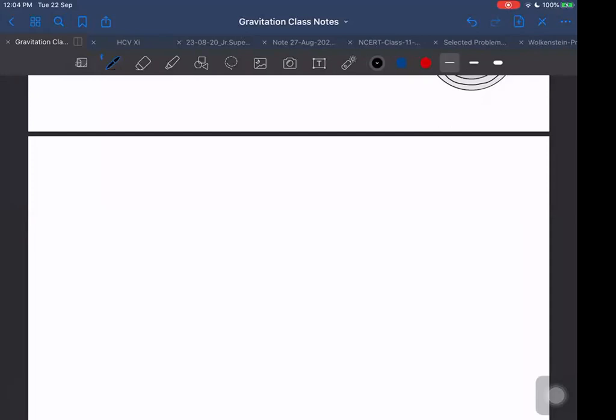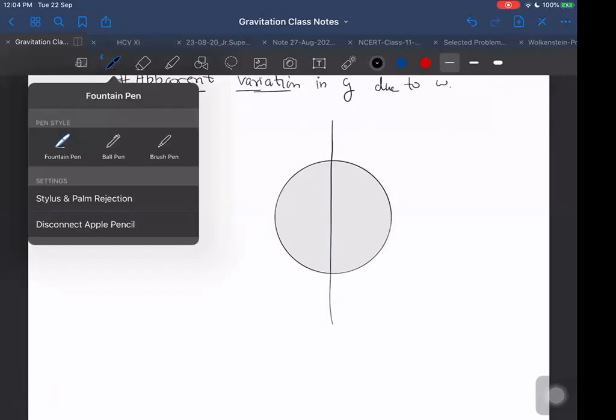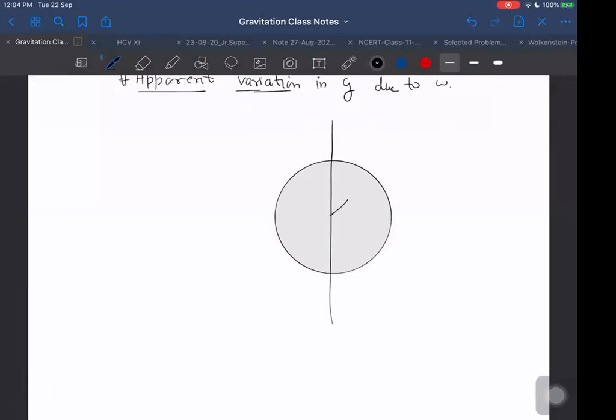So I was about to discuss apparent variation now. Apparent is important in our third discussion. The above two discussions were real variation, not apparent. Now it is apparent variation in gravity, acceleration due to gravity, due to omega, due to rotation. It is not really varying, but it appears to be varying because it is just a pseudo force acting there. Does it mean actual gravity will be varying? No, actually it will not be varying. But apparently it will appear so, because the weight will appear to be a little lesser.